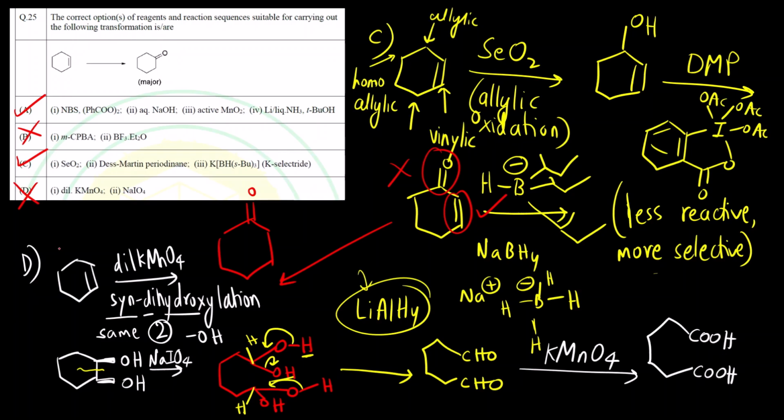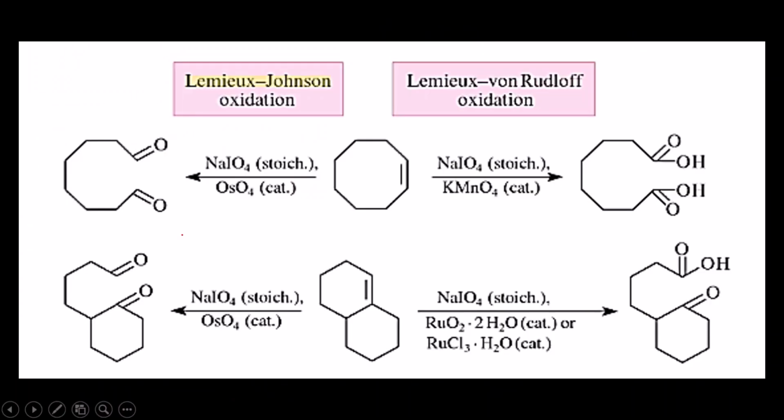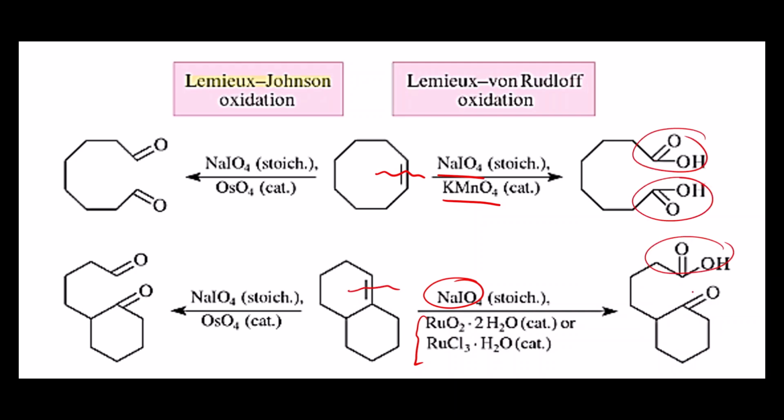Now this last one, when you use OsO4, osmium tetroxide, versus KMnO4, there are two important name reactions. You might not know the names of these. You can see this slide. When you use sodium iodate and KMnO4, or iodate and ruthenium based oxidation, then there is complete oxidation of the double bond. It will form aldehyde, and then that will be further oxidized to acid. If it is secondary alcohol, then you will get ketone. This is called Lemieux-von Rudloff oxidation.